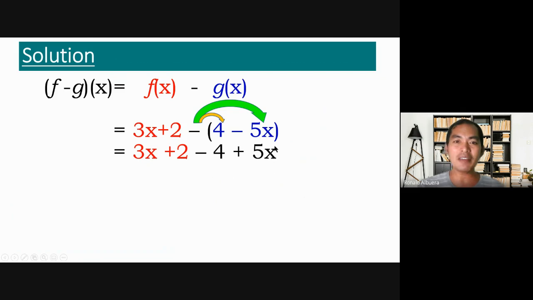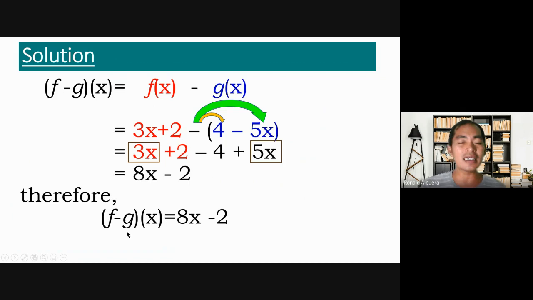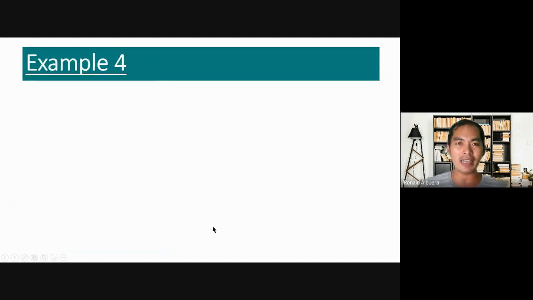Then simplifying similar terms, 3x plus 5x is 8x, 2 minus 4 is negative 2. And that is the difference of f and g, which is 8x minus 2.